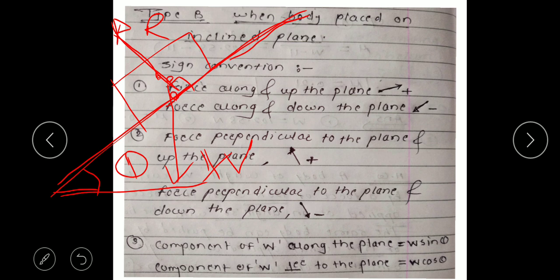Now if the body is moving up, if a pull type of force, or external force P, acts on it, then the friction generated is in the opposite direction, that is downward. So this will be F, and this will be P.